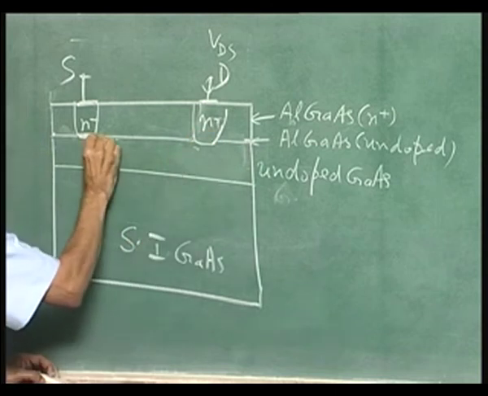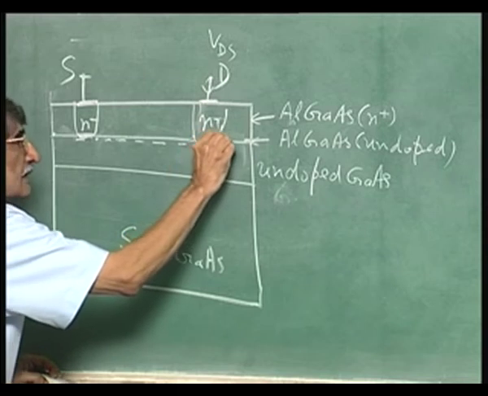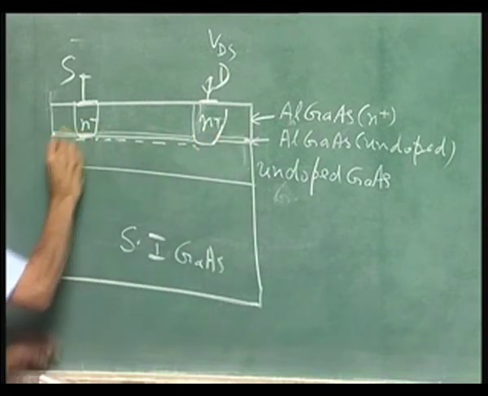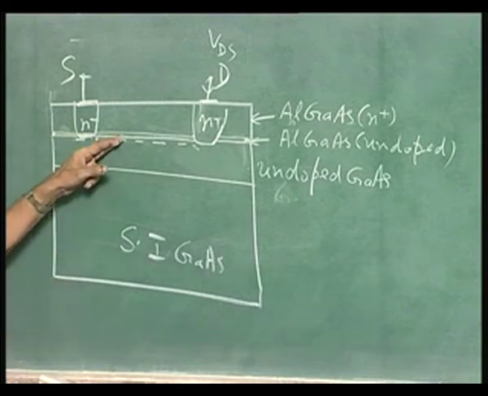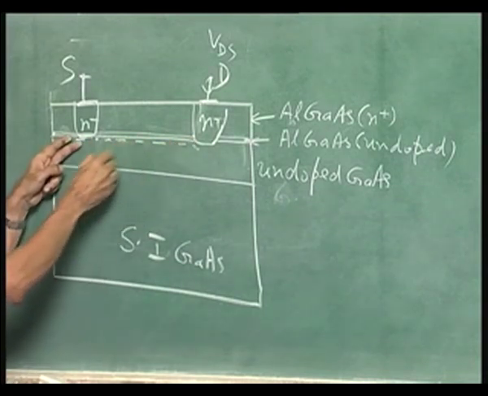Okay. Those are the electrons which are present, and that is the undoped layer, undoped aluminum gallium arsenide. The moment they put this, they find the mobility is up, because the scattering is reduced. So, there will be current through this.